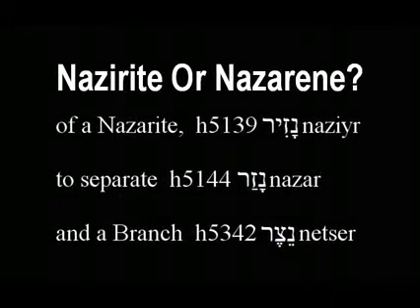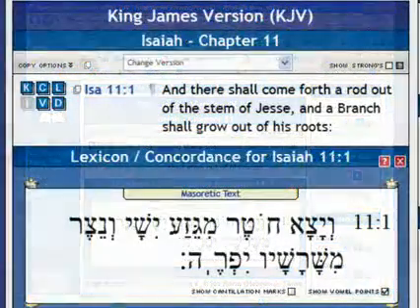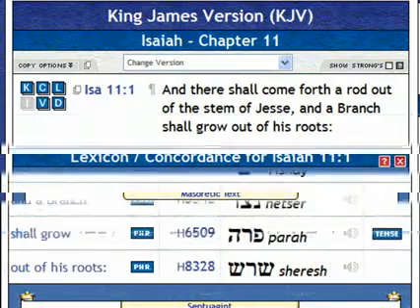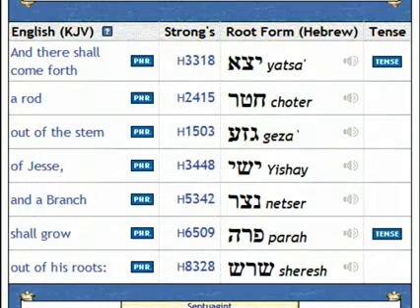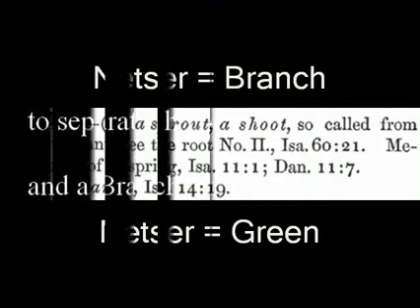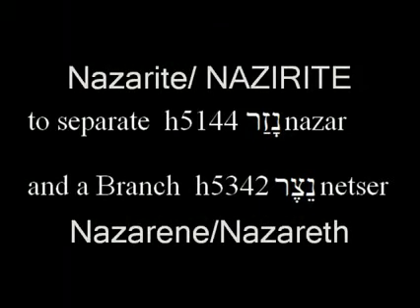Spoken by the prophets, one of the prophets, when it says, "and there shall come forth a rod out of the stem of Jesse, Isai, and a branch shall grow out of his roots." Now, if you look at the Hebrew, you will find that the word for branch is netzer. If you look at Nazarite, it's N-A-Z-I-R-I-T-E, right? So we have a T and a Z sound and a T sound.